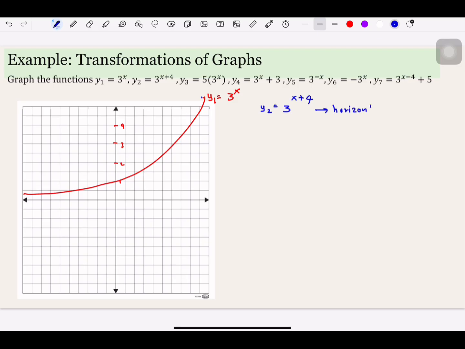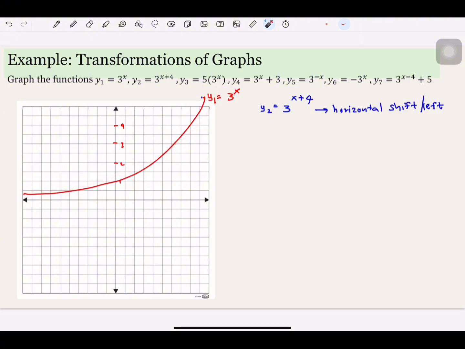And next we have to decide whether this shift is left or right. Since this is plus 4, this is going to be a left shift by 4 units. Here you have to remember, adding inside the exponent moves the graph to the left. So what you can do is move the same graph to the left by 4 units.